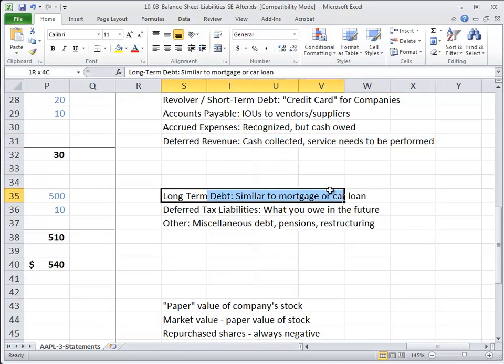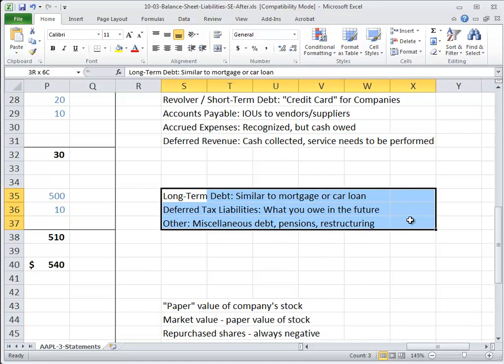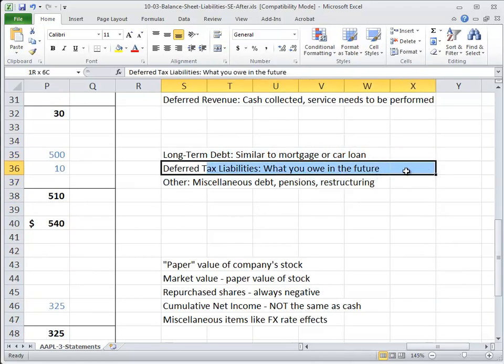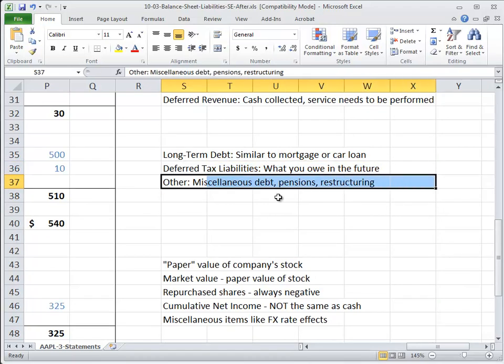Long-term debt, very similar to long-term debt in real life, like mortgages or car loans. Deferred tax liabilities, back taxes, anything that you're going to owe in the future. Other miscellaneous items like other types of debt, pensions, and restructuring obligations.